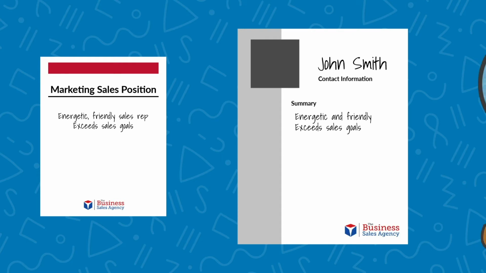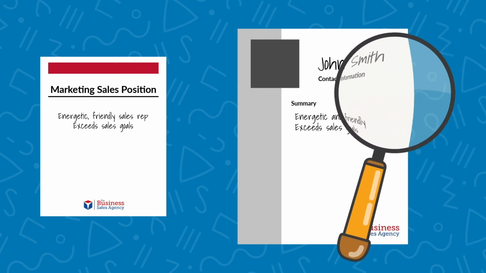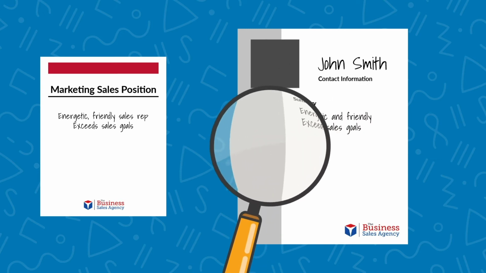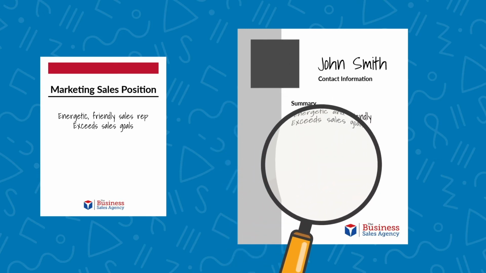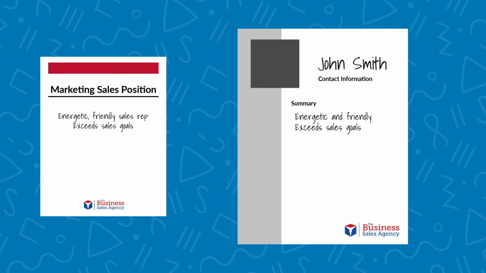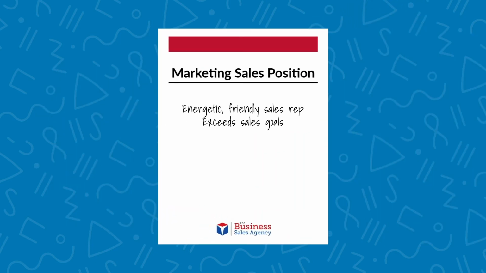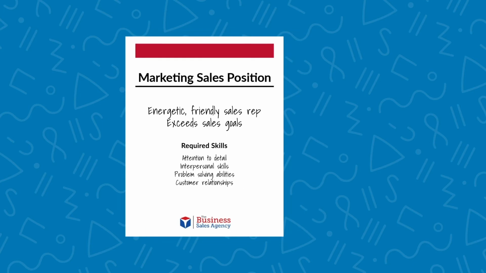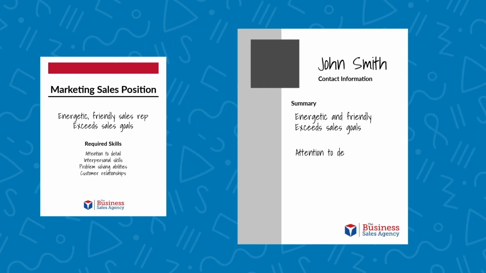Again, as we talked about in earlier videos, the ATS will be looking for these required skills in your application, so you want to match any and all skills that you have that are listed in the required skills section of that job description. Let's look at that job description for the marketing sales position. Under the required job skills section, you may see skills listed such as attention to detail, interpersonal skills, problem-solving abilities, and customer relationships. If you are applying for this job, I recommend that you list these skills on your resume as it will help light up the ATS system.